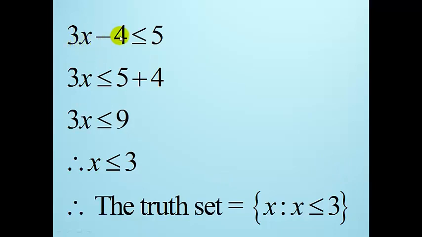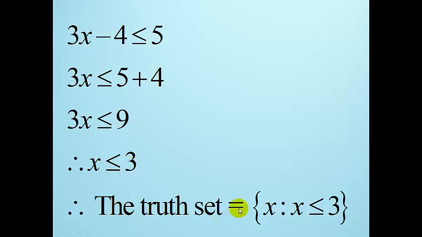We have 3x minus 4 on the left hand side less than or equal to 5. Take note that minus 4 on the left hand side becomes plus 4 on the right hand side because it has crossed the inequality sign. Now 5 plus 4 equals 9, so we have 3x less than or equal to 9. Take note that we are solving for x, so we divide the left hand side by 3 and we divide the right hand side by 3. When we divide the left hand side by 3, we have x, and when we divide the right hand side by 3, we have 9 over 3, that is 3. Therefore, the value of x is less than or equal to 3.